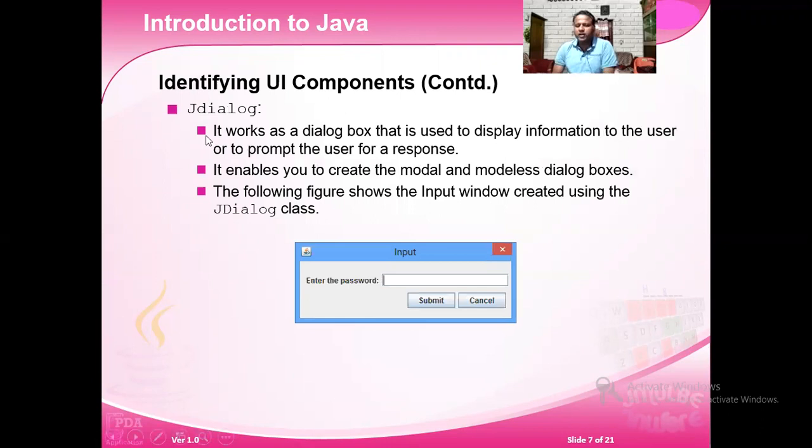JDialog works as a dialog box that is used to display information to the user or to prompt the user for a response. A dialog box is what? It is giving you a confirmation message. Like it is asking you to enter some password. So it is prompting, or it is asking you to give some value.